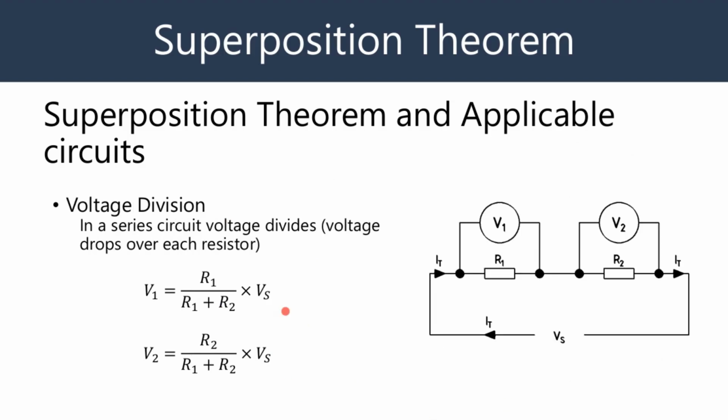Now the voltage division. In a series circuit, voltage divides. So there are voltage drops over each resistor, V1 and V2. We've got the total current going through R1 and R2. And we come up with the formula for V1. Take note, V1 is equal to R1 over R1 plus R2 times V supply, the supply voltage.